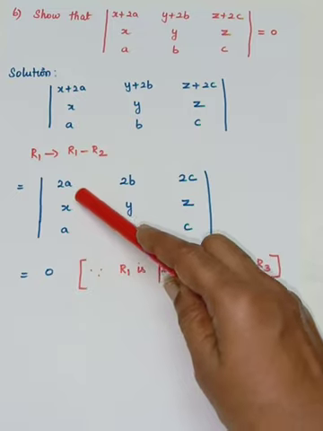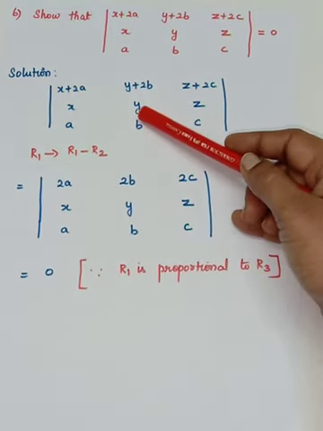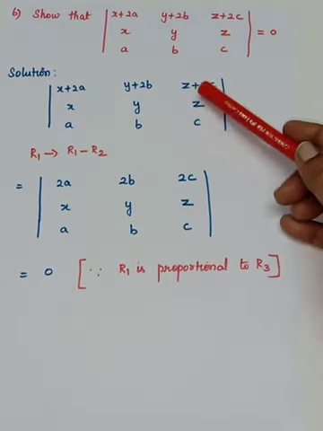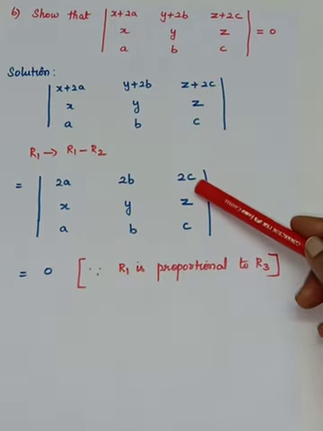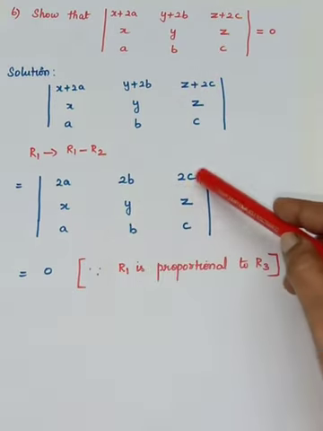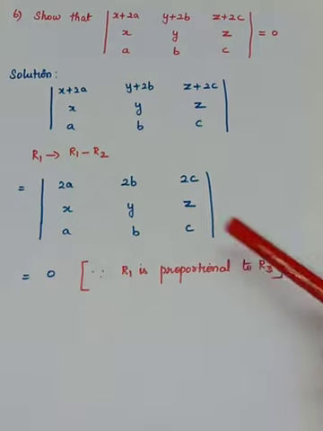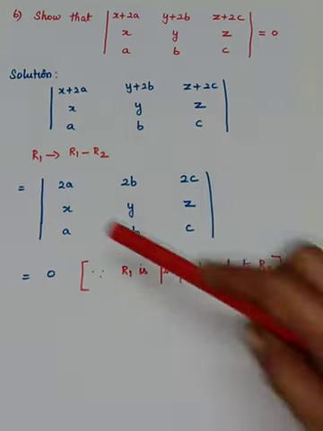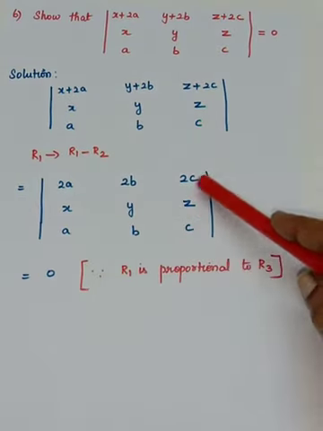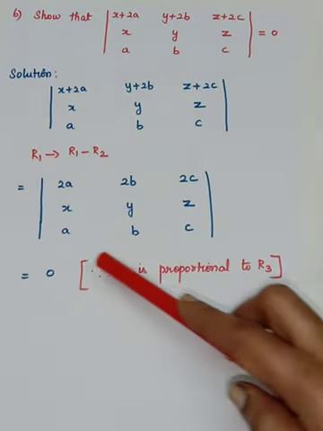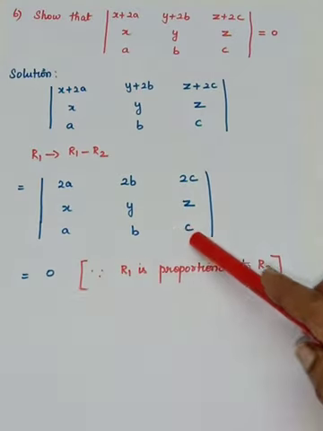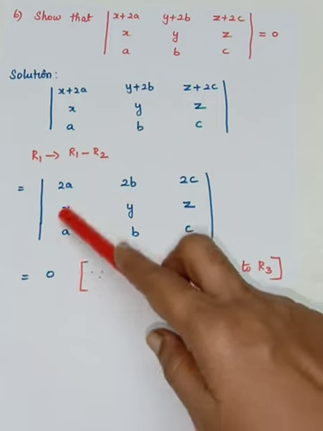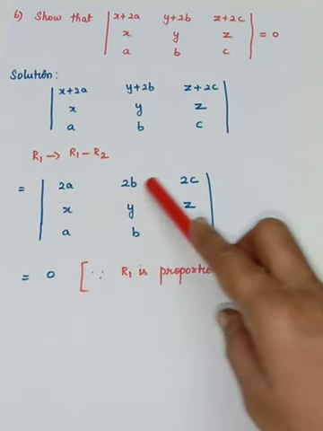You have 2A. In the same way, Y plus 2B minus Y is what? It is 2B. Z plus 2C minus Z means it is 2C. You look at your R1 and R3. How are they? 2A, 2B, 2C. Here A, B, C. So if you multiply this R3 by the scalar 2, you will get R1.